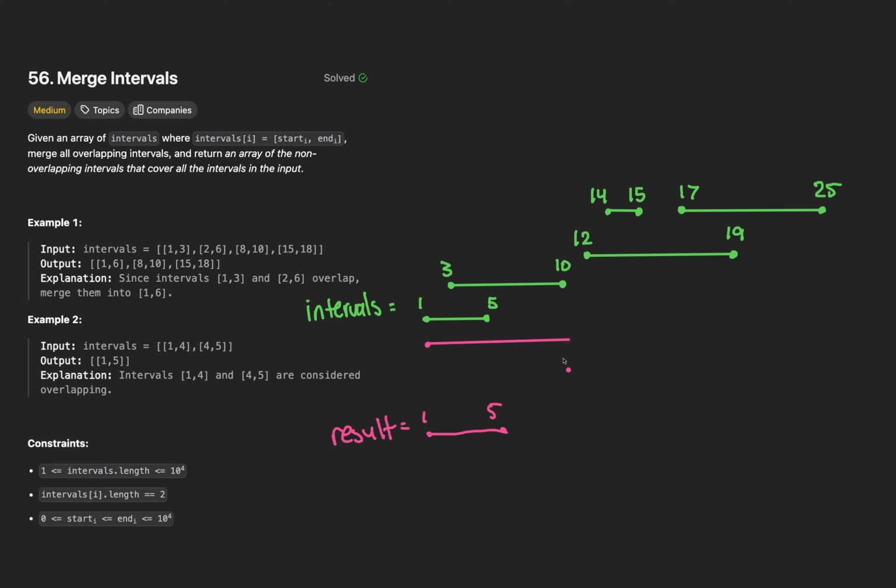Well, since we're visiting each interval in increasing start, 1 to 3 to 12 and so forth, then the earlier interval will always be processed first. And as you can see, here it is in our result. Therefore, for the merged interval, we never have to modify the start at all. It remains the same at 1.